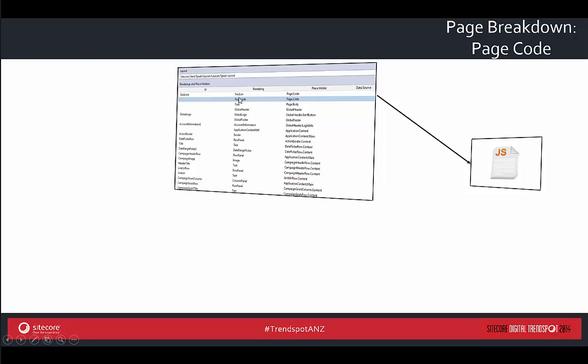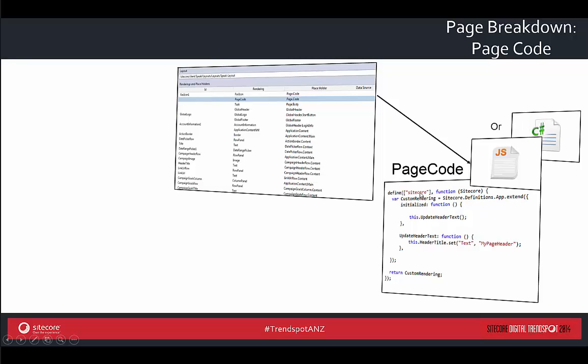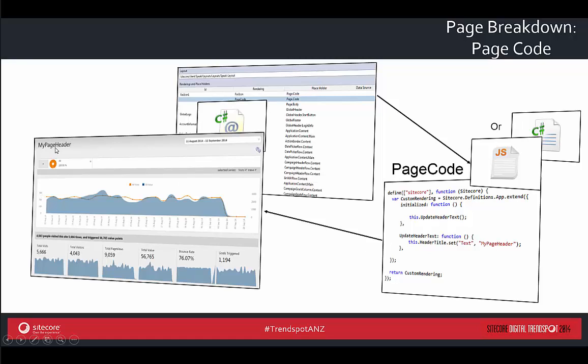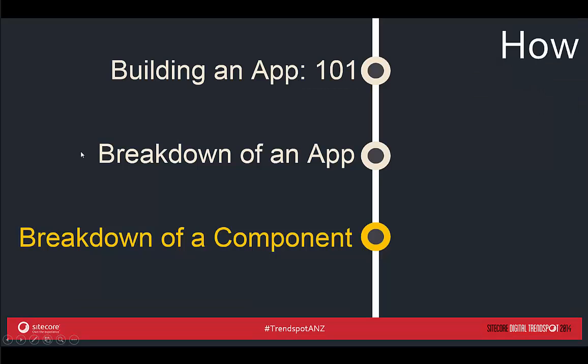One of the renderings that are actually available on each Speak application will be a page code rendering, and that is how you can reference a JavaScript or a C# file, which can actually provide logic to your overall application, and you can use it to reference these actual renderings by their IDs directly and then modify their fields. I'll go into that in more detail later. So in this example we have the page code, and we can update the header title text to my page header. As such, it will update that.